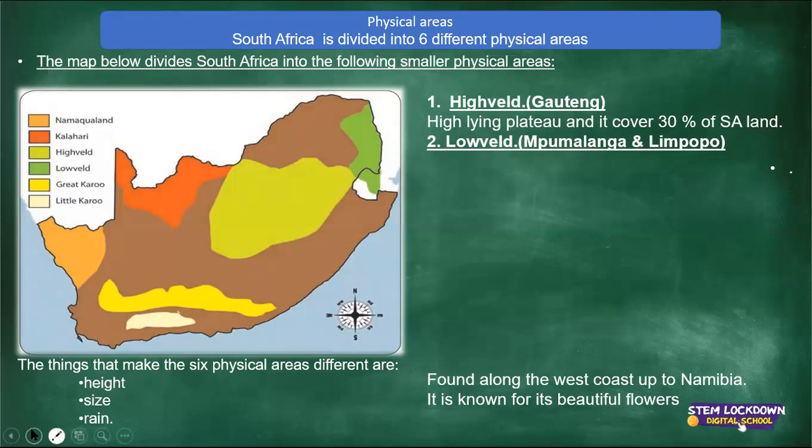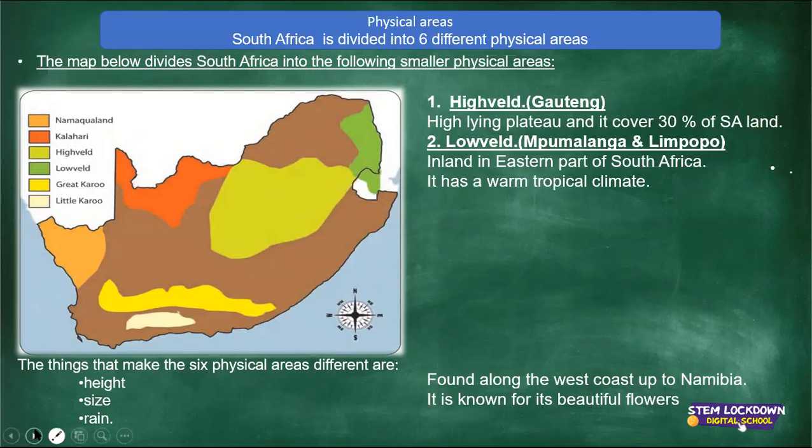Let's see the inland in the eastern part of South Africa. It is the inland in the eastern part, because when we look at this compass direction, it is on the east. So the Low Veld is in the eastern part of South Africa, which is in Mpumalanga and Limpopo. It has a warm tropical climate. For those who are staying in Mpumalanga, they will tell you that this side is very warm and very hot. So it has a warm tropical climate, unlike other provinces.